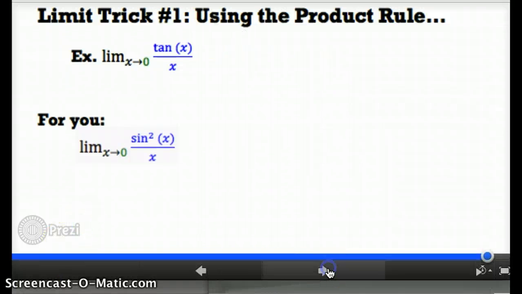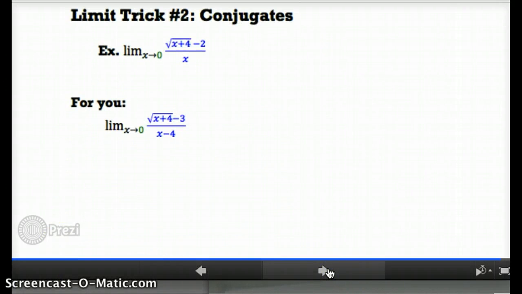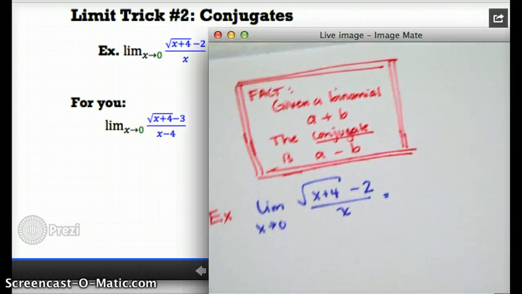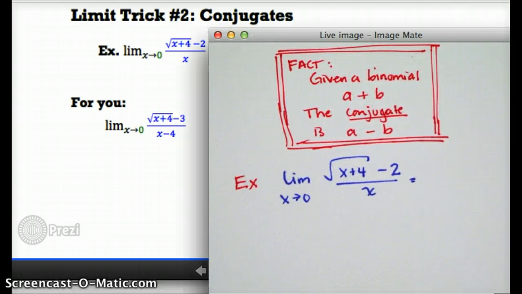The second trick that I'm going to show you for limits has to do with something called conjugates. And in this trick, we're actually going to engage another fact that you should know from pre-cal, and that's the definition of a conjugate, which I have right here on the screen. Conjugates are useful because when you multiply something by its conjugate, the difference of squares engages, which sometimes leads you to kind of surprising results.